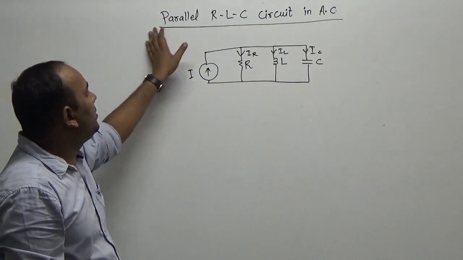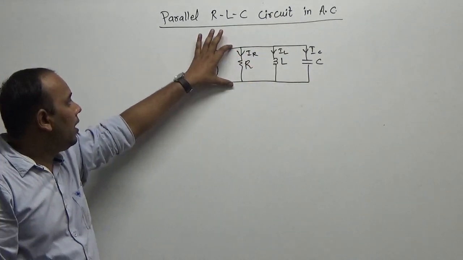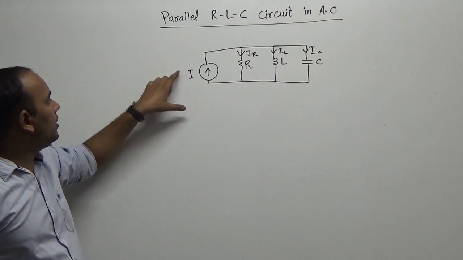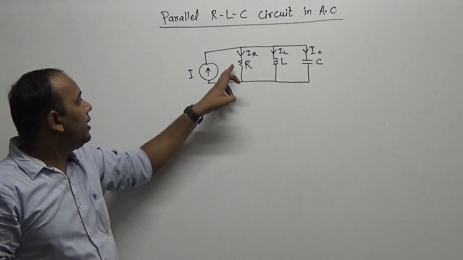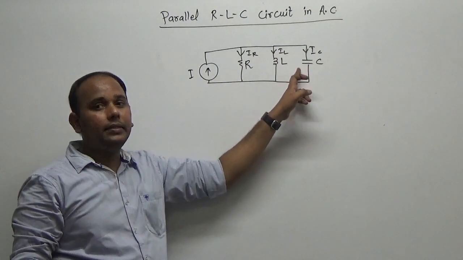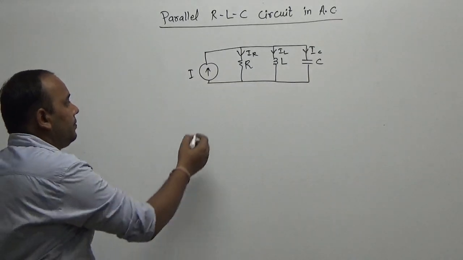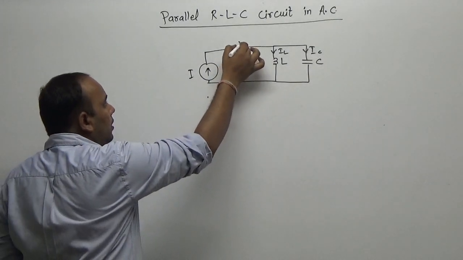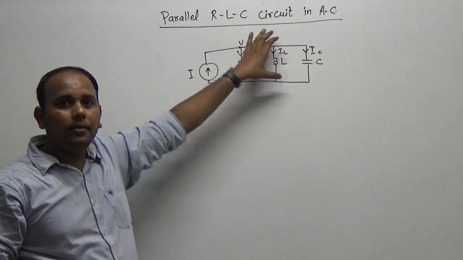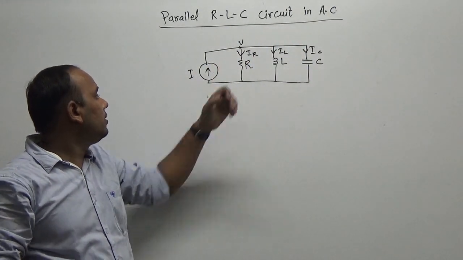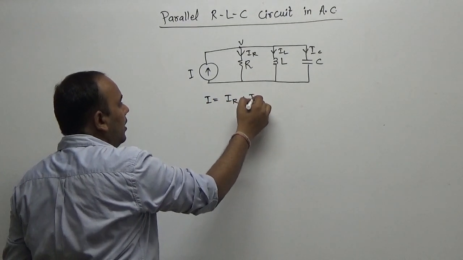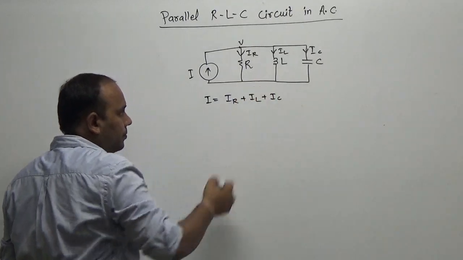This is a parallel RLC circuit in AC. Here R, L and C are connected in parallel and one source is connected across it, with current I. The current flowing in R is IR, the current flowing in L is IL, and the current flowing in C is IC. In parallel, the voltage will be the same for all the elements R, L and C, and the current will be the sum: I is equal to IR plus IL plus IC.